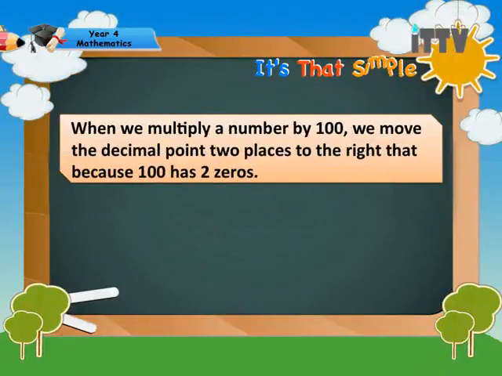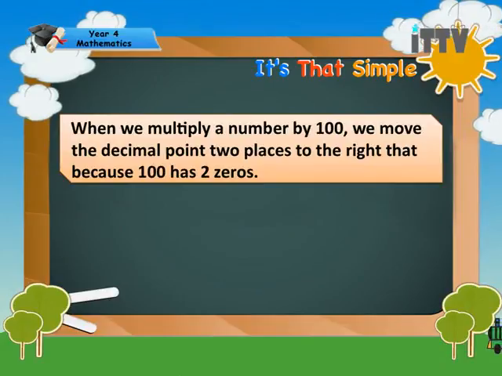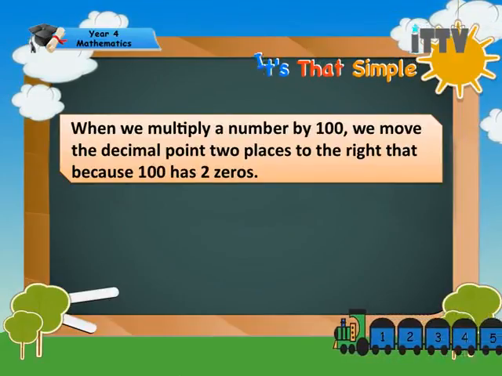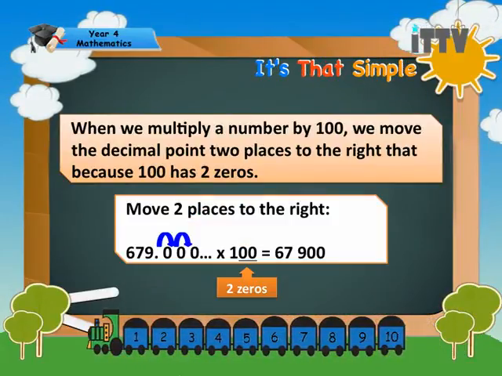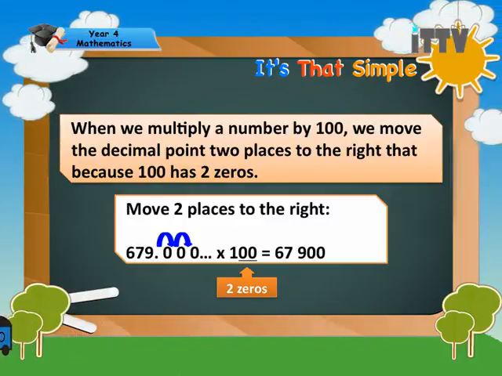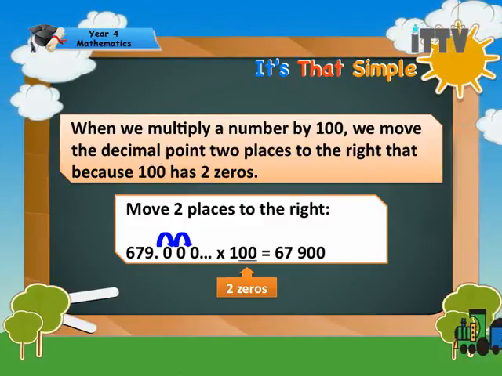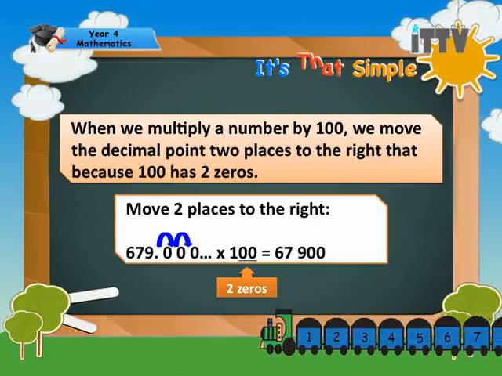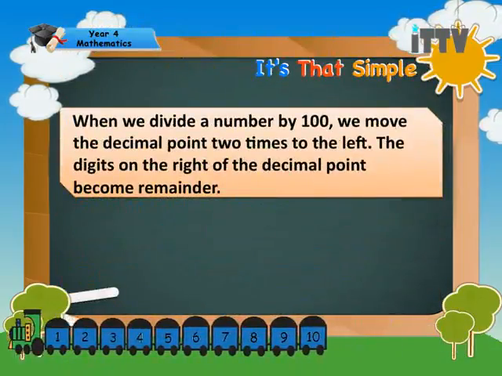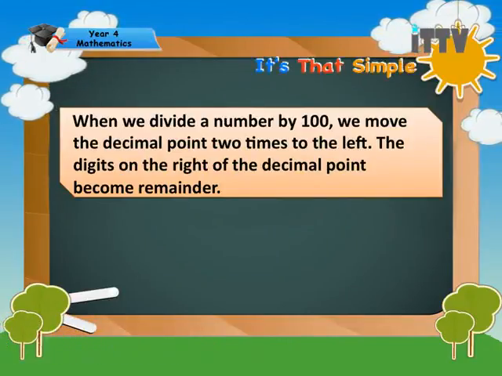Now, here's something for you. When we multiply a number by 100, we move the decimal point 2 places to the right. That's because 100 has 2 zeros. So for example, if you have 679 times 100, you move the decimal point 2 places to the right. So that will give us the answer 67,900.